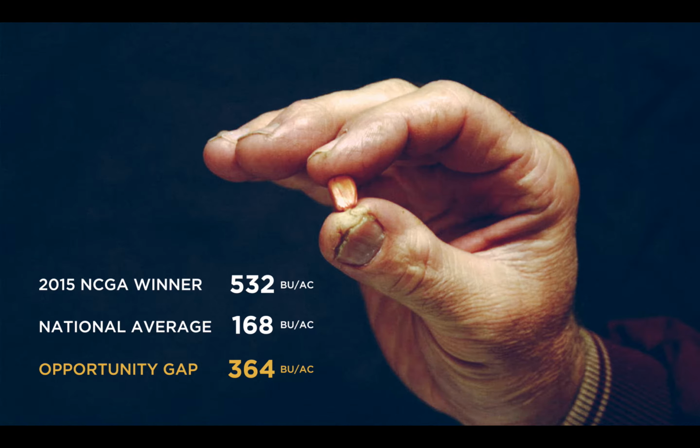If you think about the genetic capability of this seed, as you all know, the record yields achieved for corn are in excess of 500 bushels an acre. But the U.S. average yield is still around 170 bushels an acre. So this opportunity gap tells us that maximizing profitability is not fundamentally a problem of genetic potential.